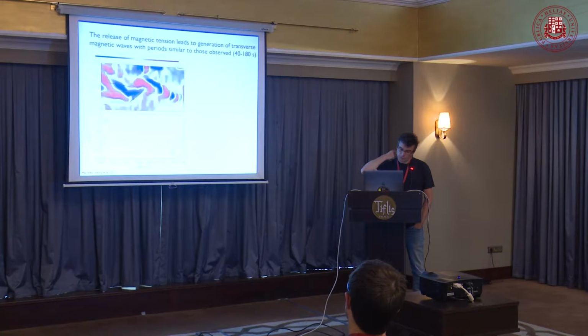So the model also predicts something else. It predicts that when you release this magnetic tension, it will generate transverse magnetic waves with periods that are very similar to those observed. What you see here is the out-of-plane velocity component, and it's scaled 40 plus or minus 40 kilometers per second. And so this very rapid pulse, and it rings a little bit later too.